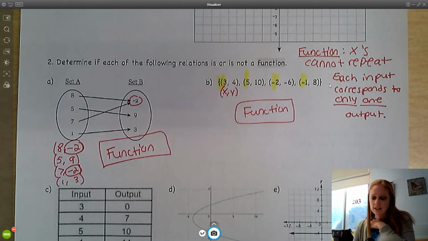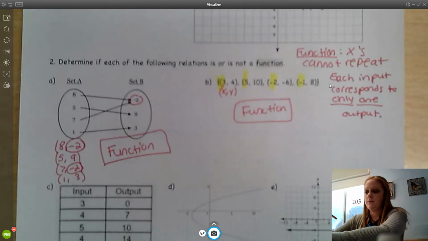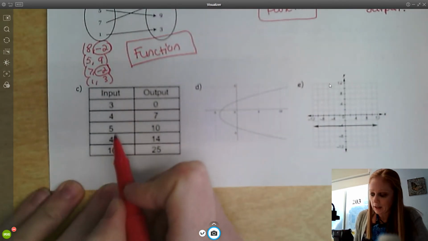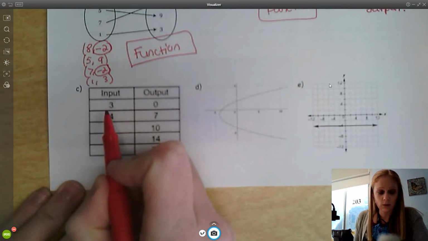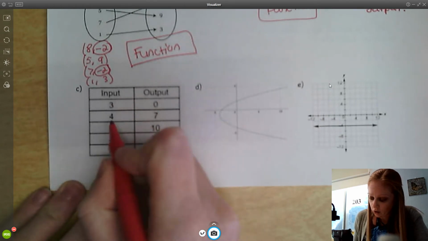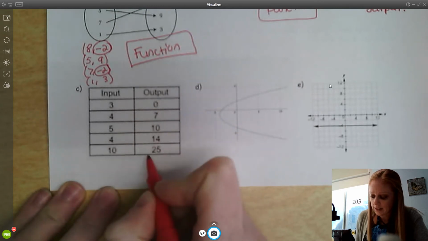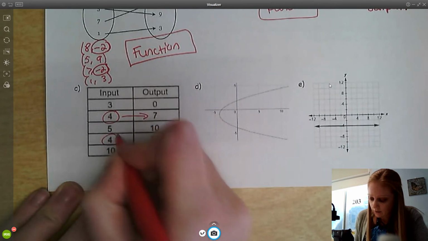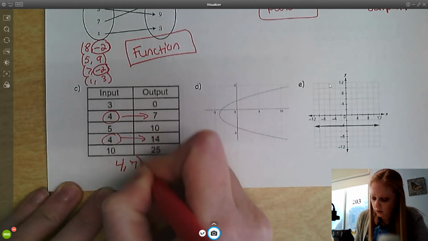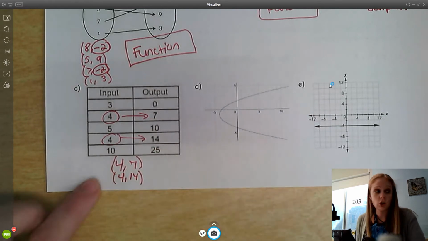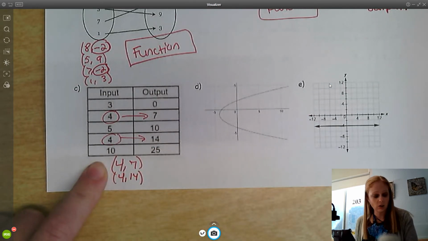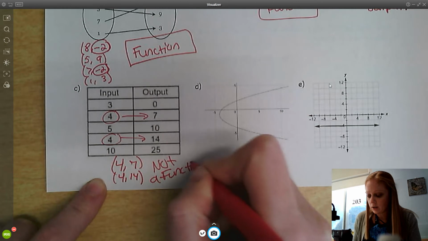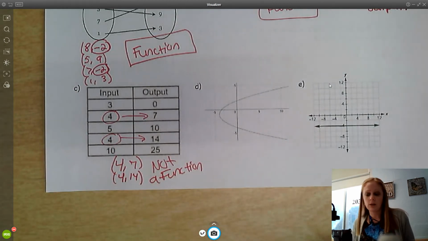Okay, now let's look at a table. All right, so again, the x's cannot repeat. Each x value is just paired with exactly one y value. 3 to 0, 4 to 7, 5 to 10, 4 to 14, 10 to 25. So let's see, right here we have 4 being paired with 7 and also 4 being paired with 14. So you have 2 different points here that have 4 as the x-coordinate. Therefore, this is not a function. You cannot have an input of 4 being paired with 2 different outputs.